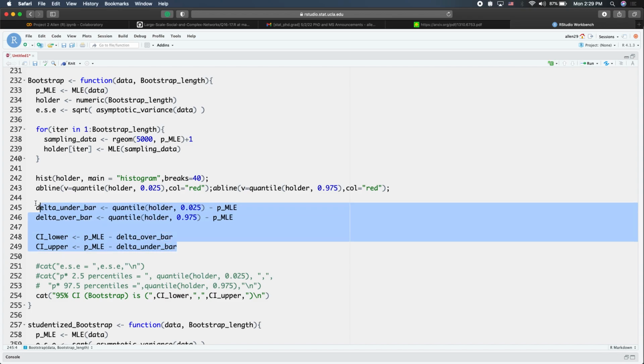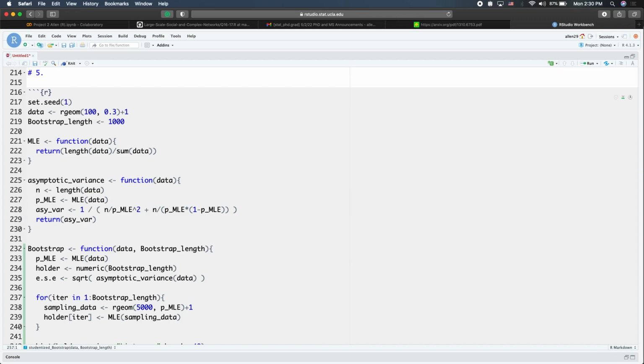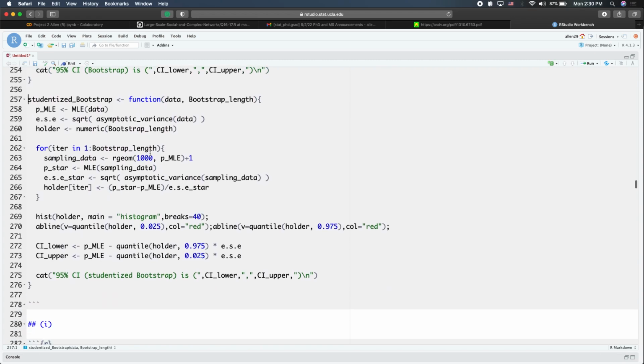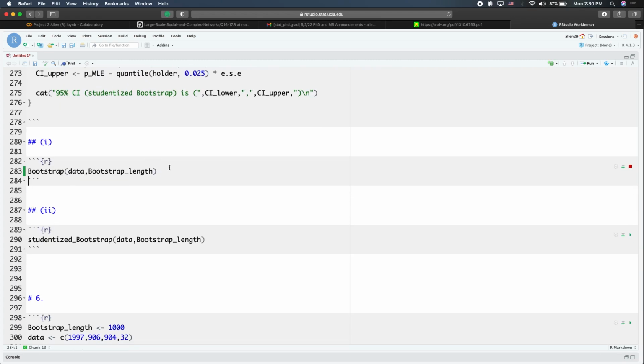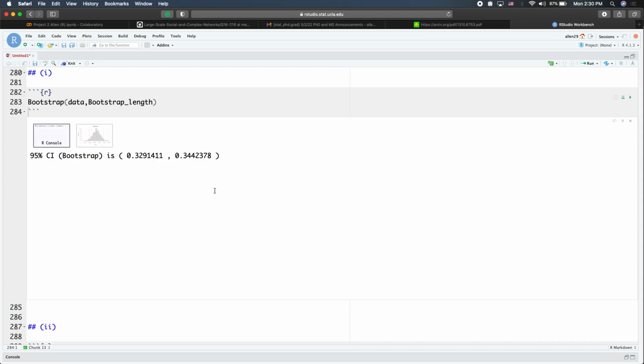Once you apply these formulas, you will be able to get the confidence interval, the lower bound and upper bound. And lastly, we print the confidence interval. So here we can take a look at the result. This is the original bootstrap, which is the first question. We have the 1,000 estimated theta, and also the two red lines corresponding to the two quantiles. And then the confidence interval will be this one.